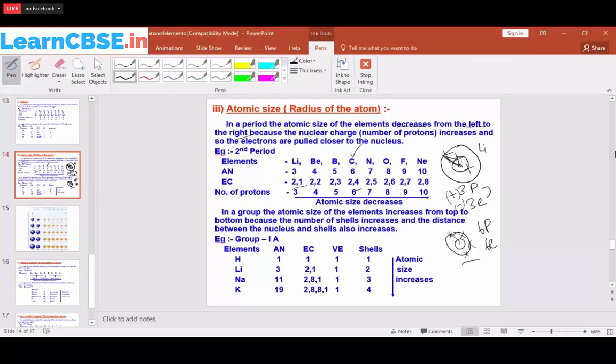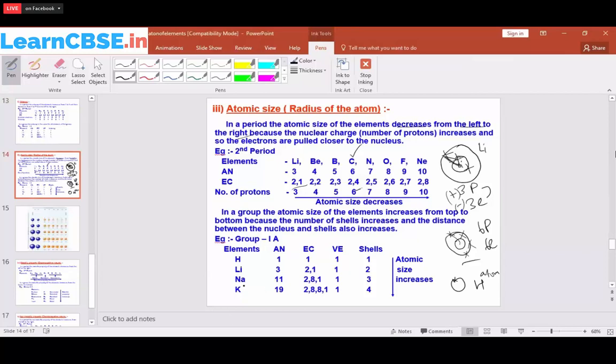Now in the group, we are going to consider the group. Here the atomic size of the element increases from top to bottom. So now we are going to consider hydrogen. Hydrogen has only one electron. This is the nucleus, and this is the distance from over here to here. So this is the hydrogen atom.